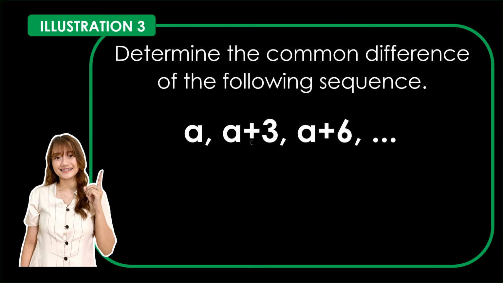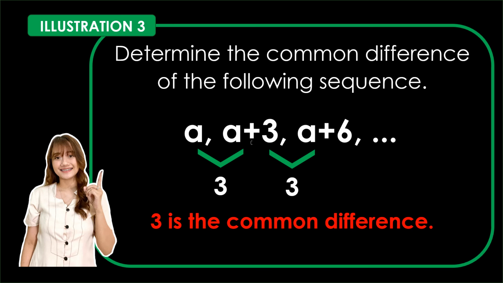The number that if you add to the first term to get the next term is 3. Why? Because if we add 3 to a, we get a plus 3. If we add 3 again to the second term, which is a plus 3, we get a plus 6. Thus, the common difference is 3.